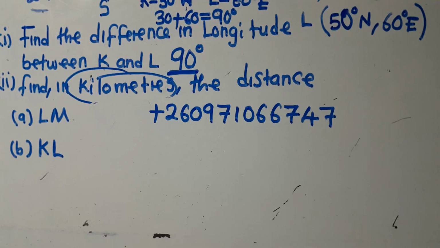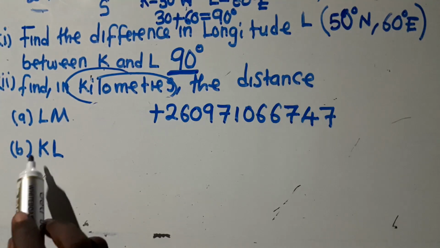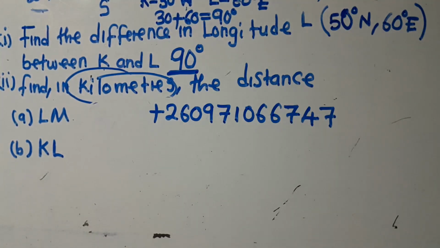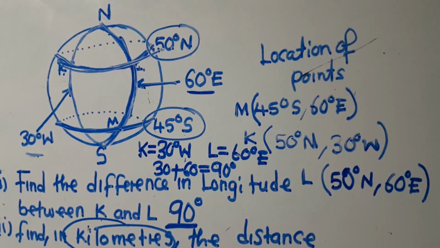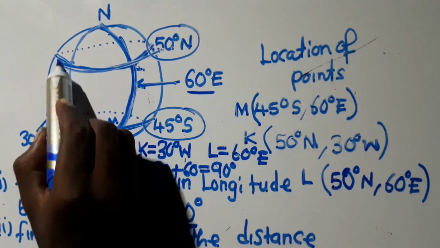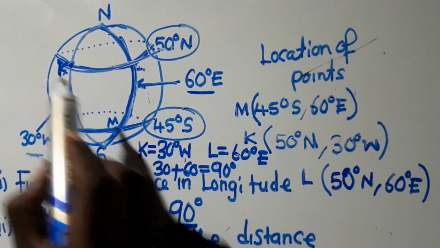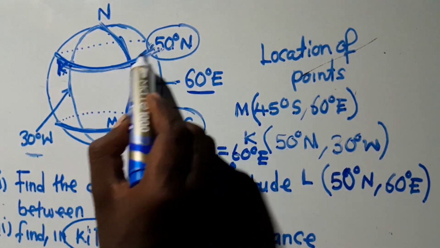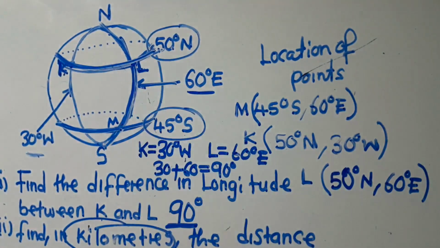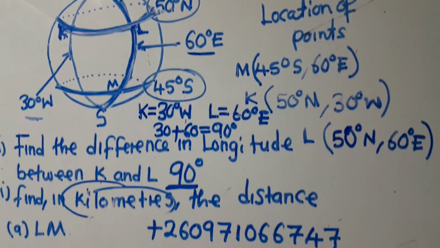So now, how can we answer this question? KL. We go to KL. Where is KL? Are we calculating distance along the latitude or distance along the longitude? So K is here. This is where K is. At that point. L is at this point. This is distance along the what? Latitude. So on the latitude, this is the formula that we get to use.